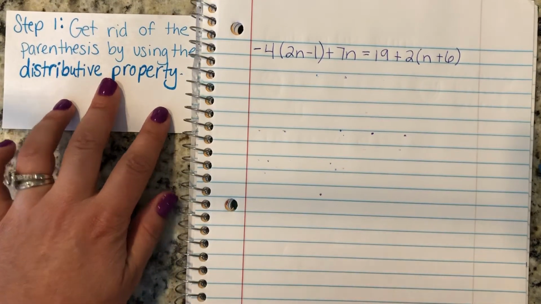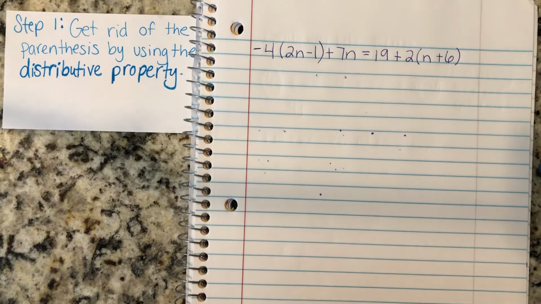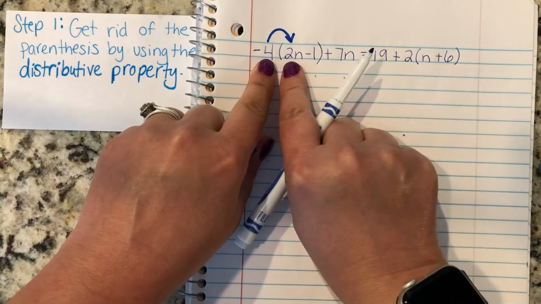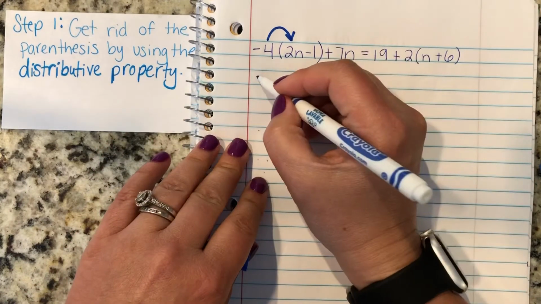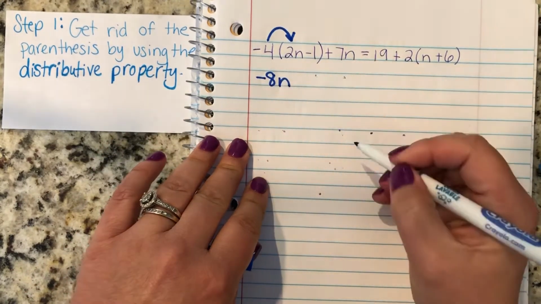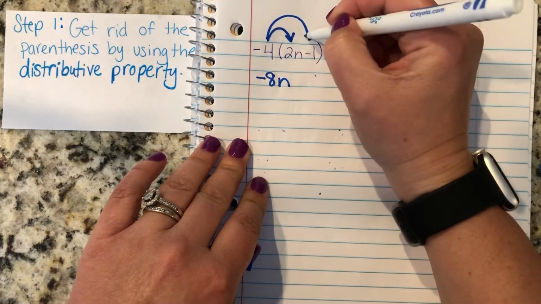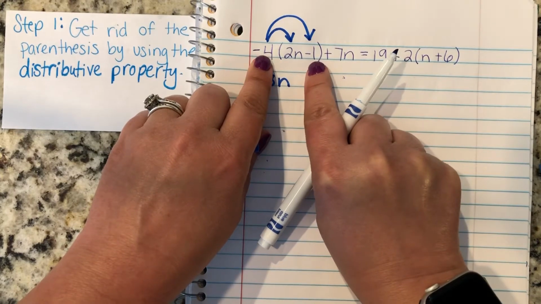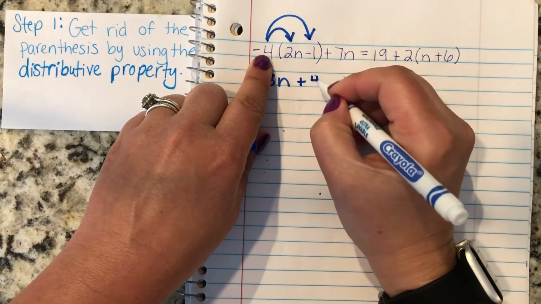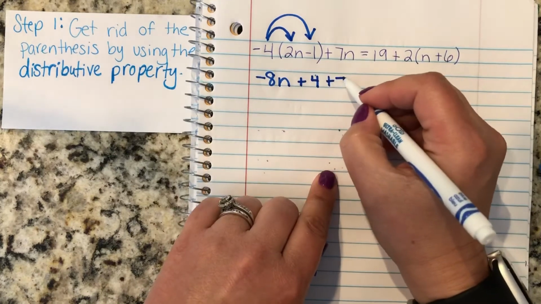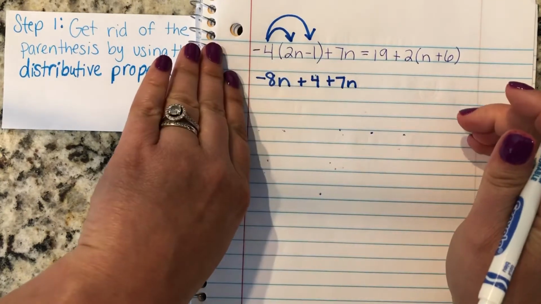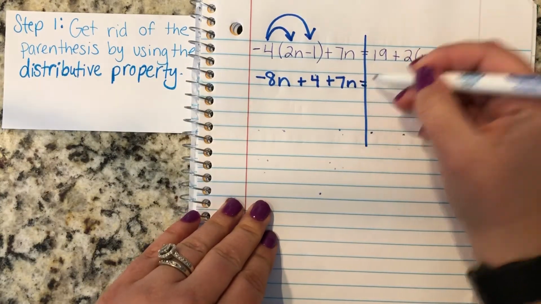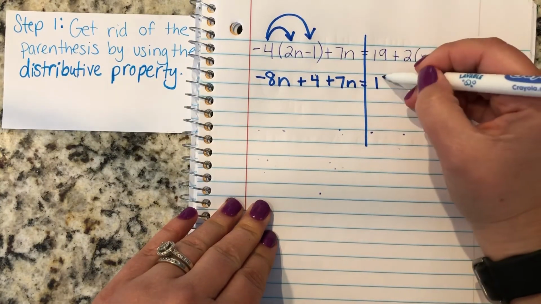So that would be your first step, right? So let's go ahead and do that step. Negative 4 times 2 is negative 8n. Negative 4 times negative 1 would be positive 4. And then I bring down that plus 7n. So the left side is taken care of with step 1. Now I need to do the right side. Right, 19, just bring it down.